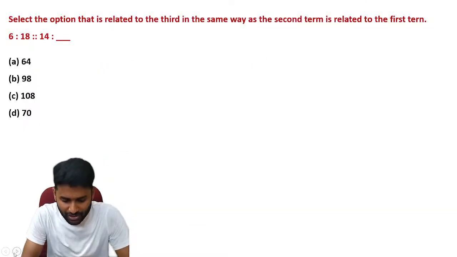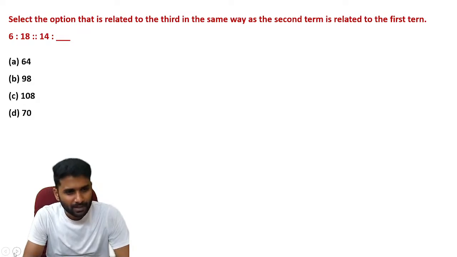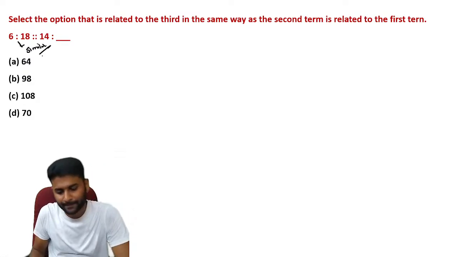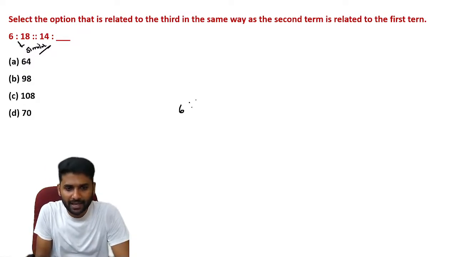Guys, try to solve this question and post your answers in the comment section. I will check your comments. Try to answer these questions. So here 6, 18 is to 14 is represented. It's all about analogy. There is a similar relation. You have to identify that and apply the same relation for 14. How does 6 become 18? If you understand the relation and apply the same relation for 14, then you get the answer.